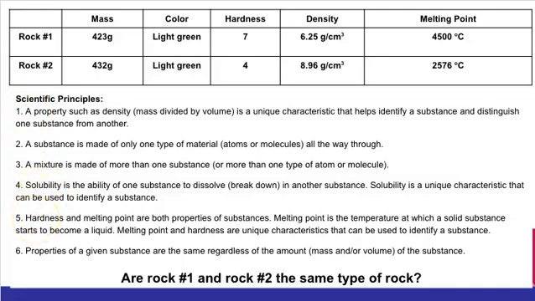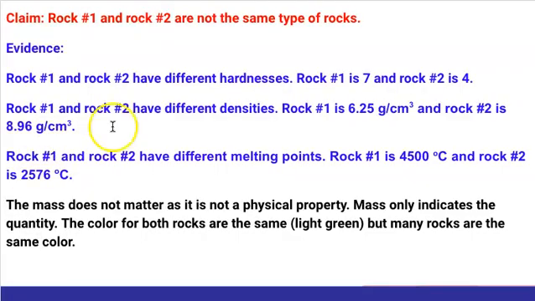So we can make a claim now. My claim is rock 1 and rock 2 are not the same type of rock. So that would be a good proficient claim for you. If you just say rock 1 and rock 2 are different, you've got to get a little bit more detail in there.